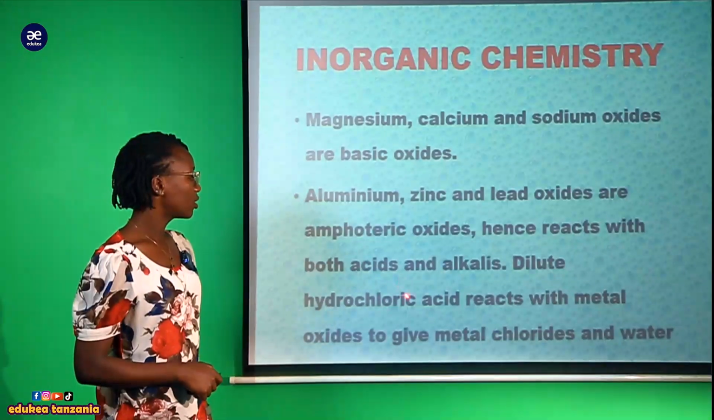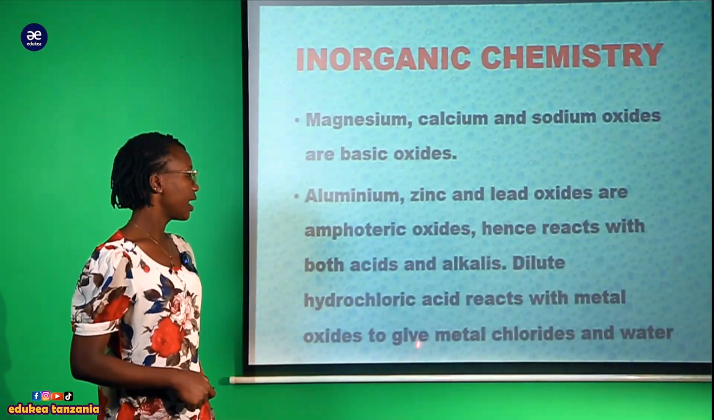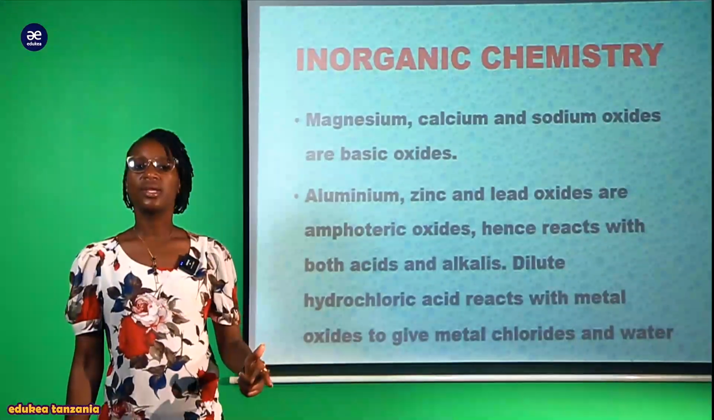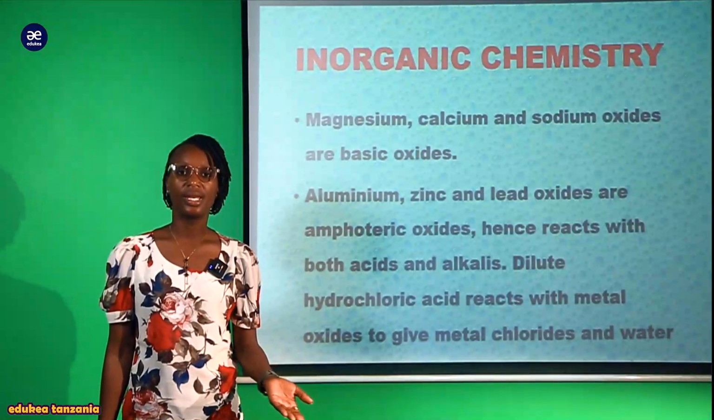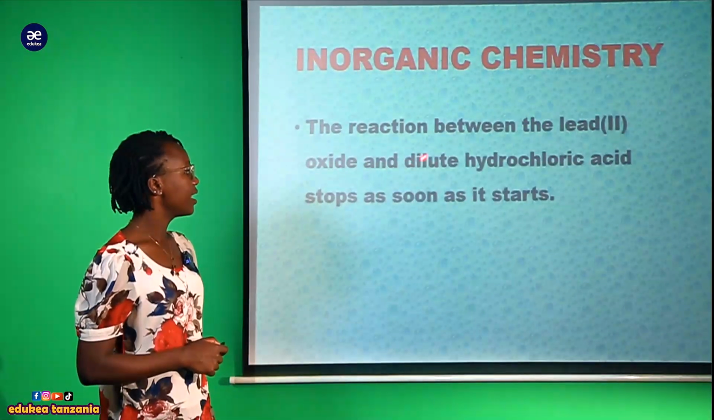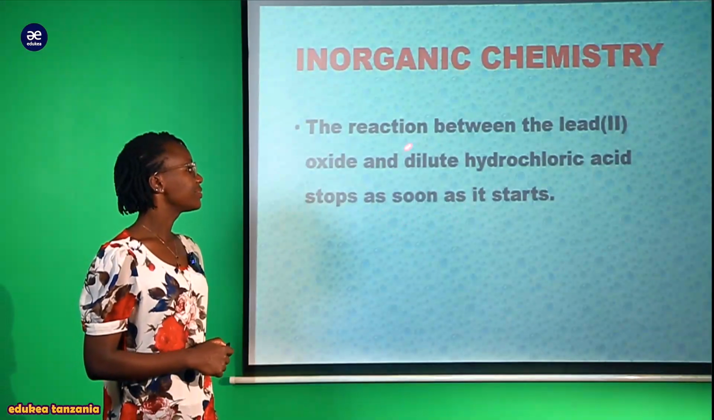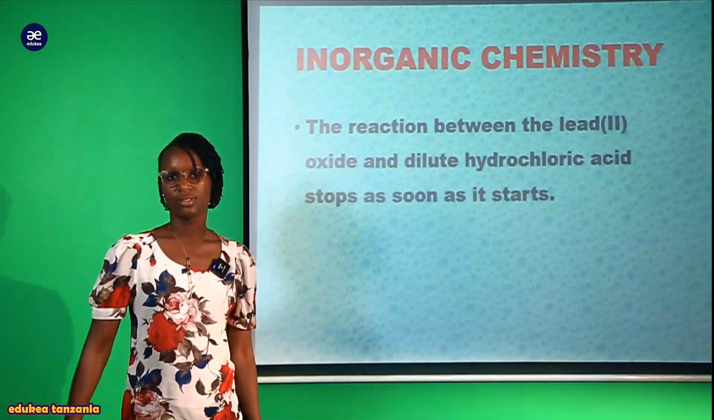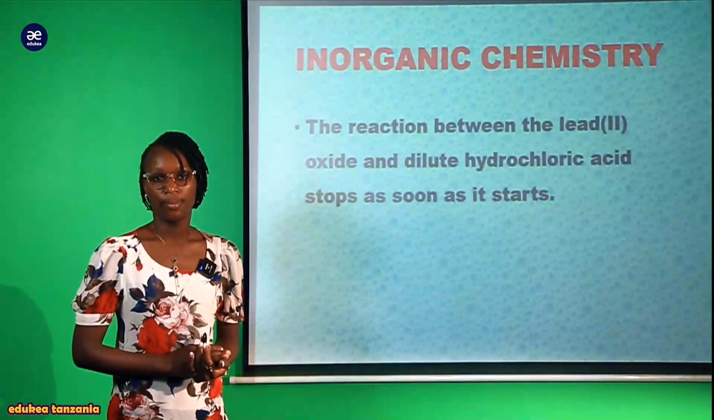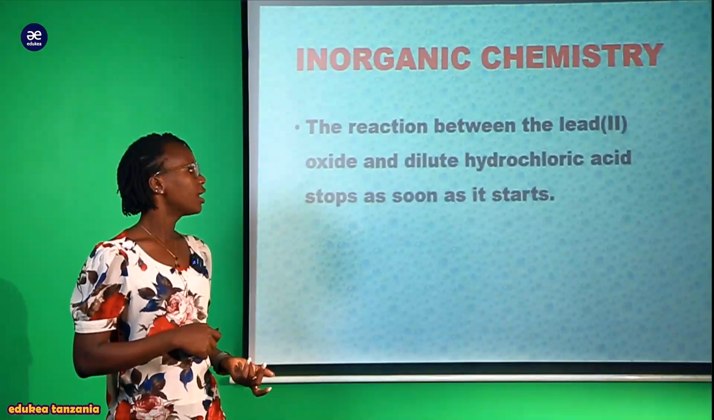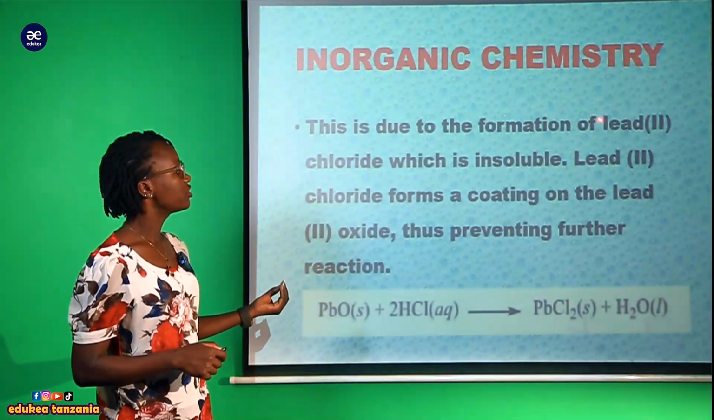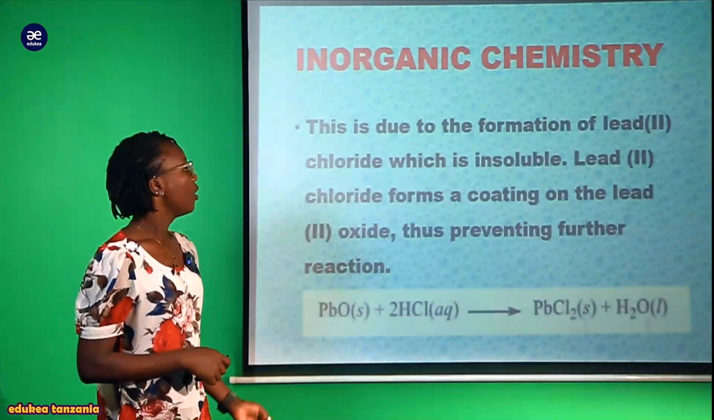Anasema kwamba dilute hydrochloric acid react with the metal oxide to give metal chloride and water. Ndio hiyo hapo kwamba ina react acid na base kwenda kutengeneza salt and water only. The reaction between the lead 2 oxide and dilute hydrochloric acid stops as soon as it starts. Kwamba pale tu inapoanza hii reaction, then ina stop. Reaction ya lead 2 oxide and dilute hydrochloric acid. So this is due to the formation of the lead 2 chloride, which is insoluble.